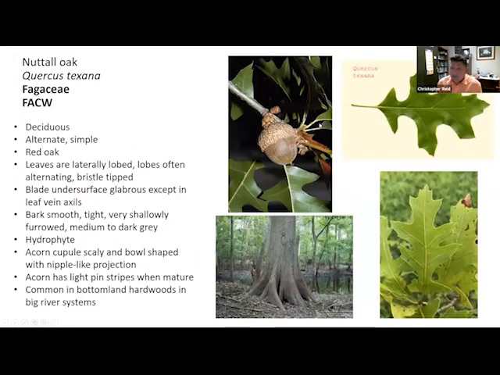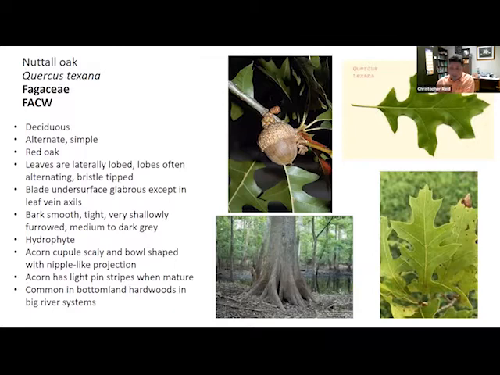All right, one that does like its feet wet for long periods is called Nuttall oak or Texas red oak. So it has some similarities to cherry bark oak. It's a red oak, so it has more or less acute lobes, bristle tips. I don't have a good picture of the bark, but it's more tight. It's a medium gray instead of a really dark gray to black. If you're familiar with water oak, it's kind of in the same ballpark as water oak bark.